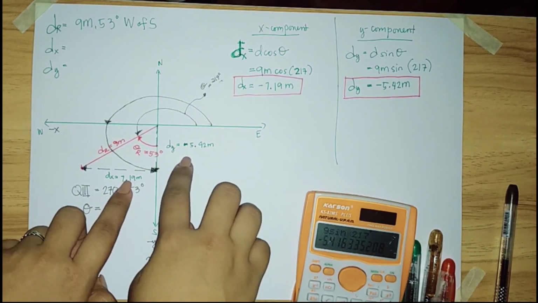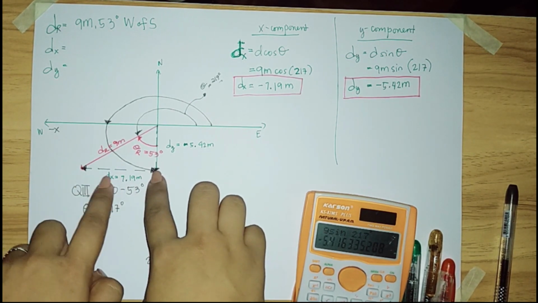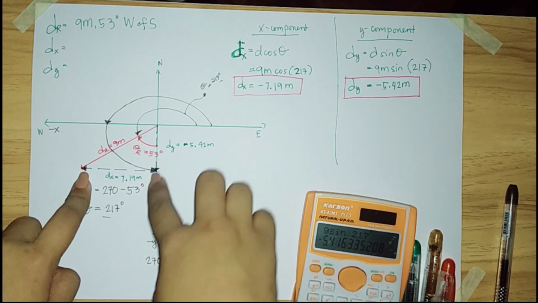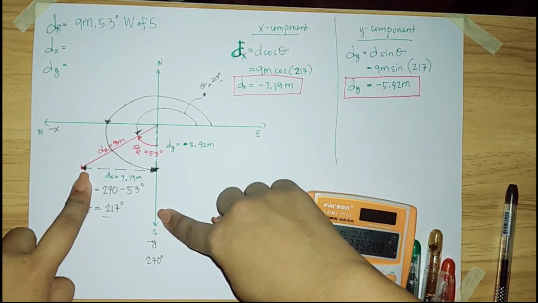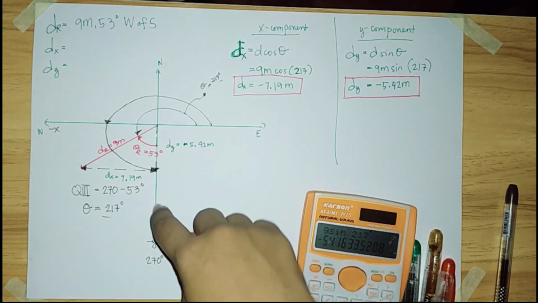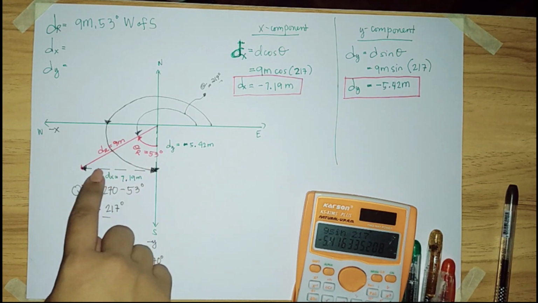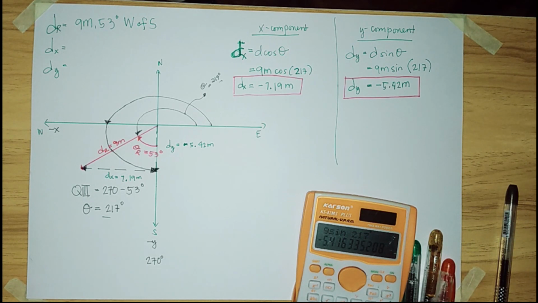But if we write it on the Cartesian plane, it is understood that they are in the negative part because of the arrowhead. The arrowhead of our y component is going downward, so it means that it is going south, or toward the negative y-axis. Next, our d sub x is going to the west, or the negative x-axis. So that's it. I hope that you understand how to solve for our x and y components. Now I hope that you already know how to solve for the components of our vectors. Thank you so much for watching.